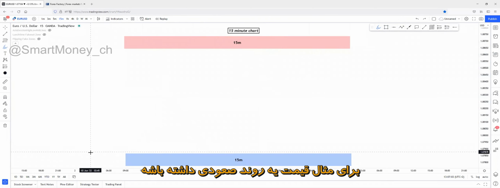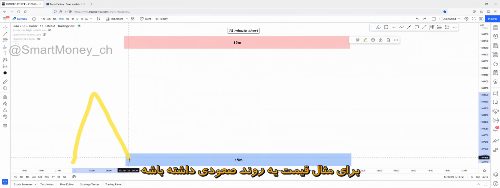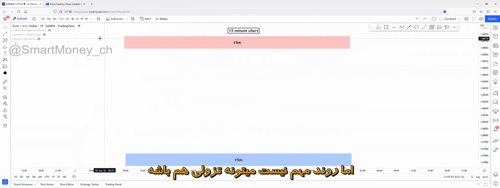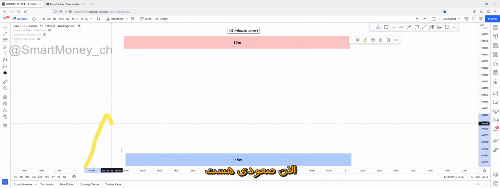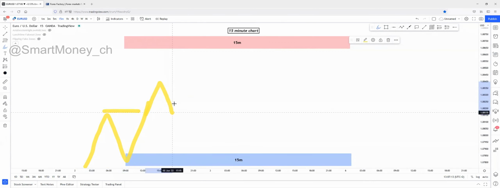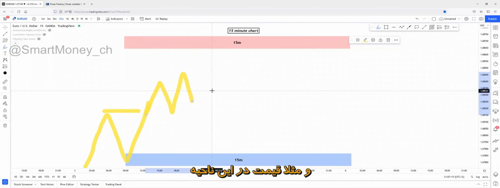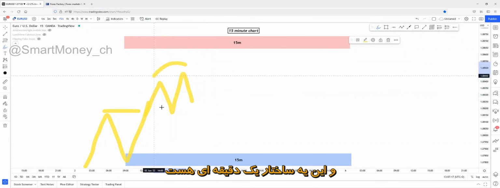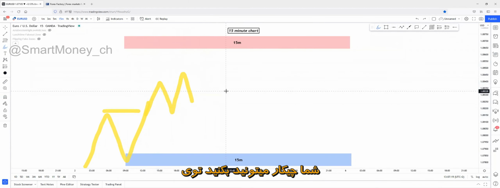But what happens if price, for example, is in an uptrend, but it doesn't really matter, it could also be in a downtrend, but let's say it's in an uptrend right now. It's creating breakout structures to the upside over and over again, and price is currently at this region, for example. And this is the 1-minute structure right here. What can you do in this specific scenario?